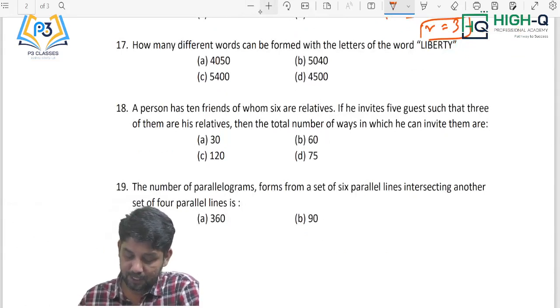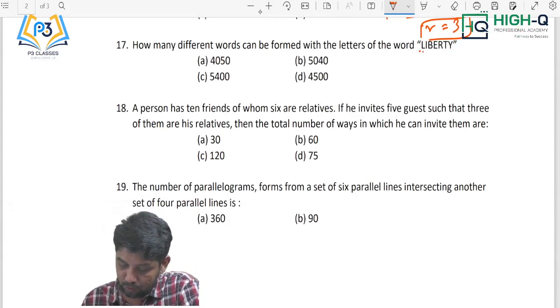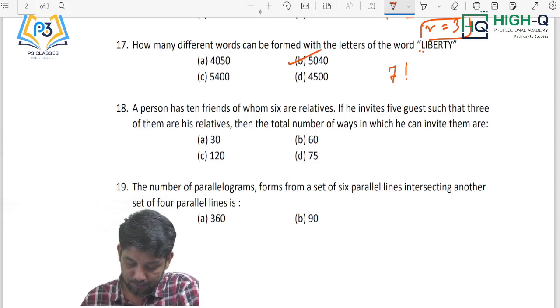How many different words can be formed by the letters of the word LIBERTY? What a difficult question. 1, 2, 3, 4, 5, 6, 7. There is no restriction. So 7 factorial, 5040.